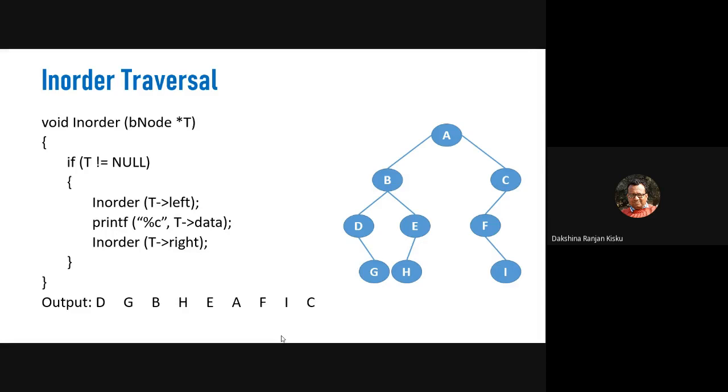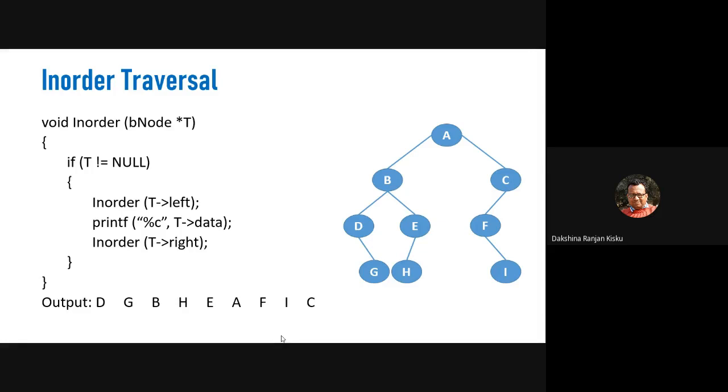And then we will be visiting E. Here E is the parent of H, and H is the left child of E. So first we will visit H, then we will visit the root node of this subtree, E. Once the left subtree of A is completed, we will visit the root node A, so we write A after E. First we visit the left subtree of A, which is done, then we visit A, which is done, and then we will visit the right subtree of A.